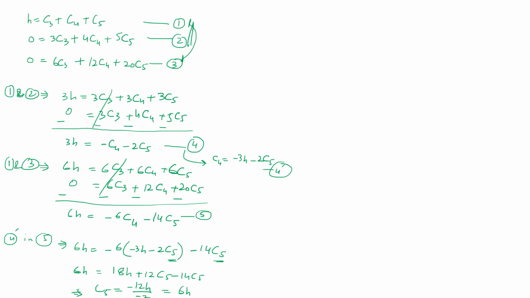Now you have the value of c5 known. You can plug this value in expression 4 prime, and this would mean that the value for c4 is going to be minus 3h minus 2 into 6h. So this would mean that c4 is equal to something like minus 15h, if I'm not wrong.